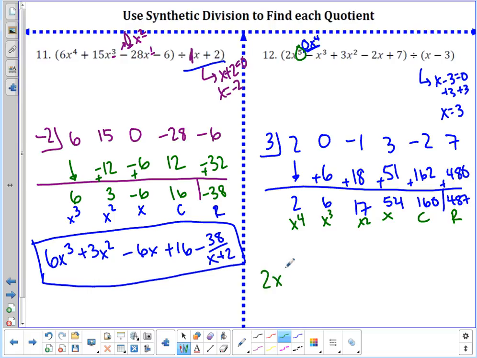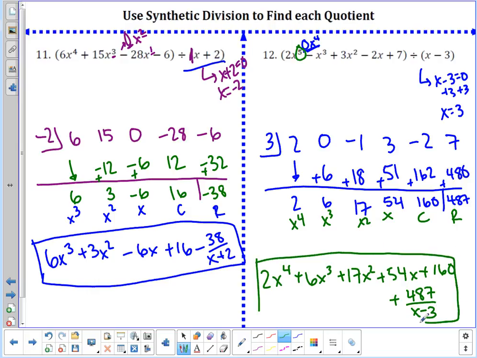So 2x to the fourth plus 6x to the third plus 17x squared plus 54x plus 160 plus the 487 out of the x minus 3. Goodness, that is a long result. All right, so let's take a look at some application questions and then we'll be all set.